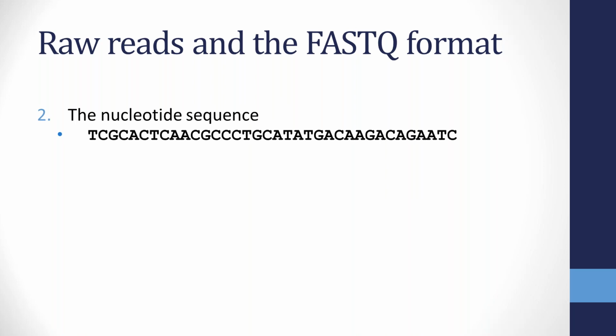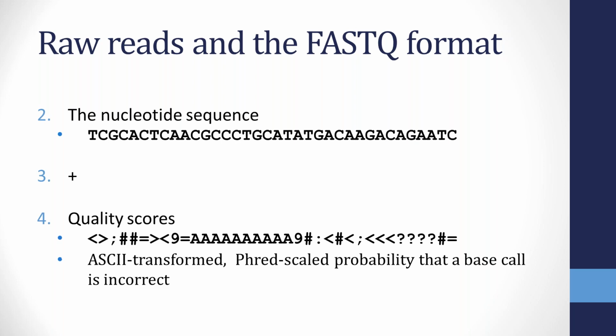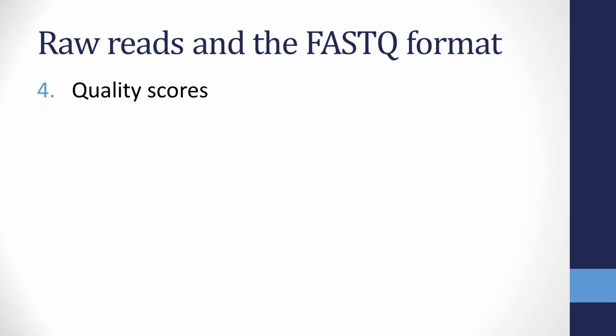Next comes the nucleotide sequence. It's pretty straightforward. It's just all the letters. Next is that plus. It's pretty straightforward as well. And the last is the quality scores themselves. Now, quality scores, technically defined, are ASCII transformed Phred scale probabilities that a base call is incorrect. There's a ton of jargon in this statement, so let's go ahead and break it down.